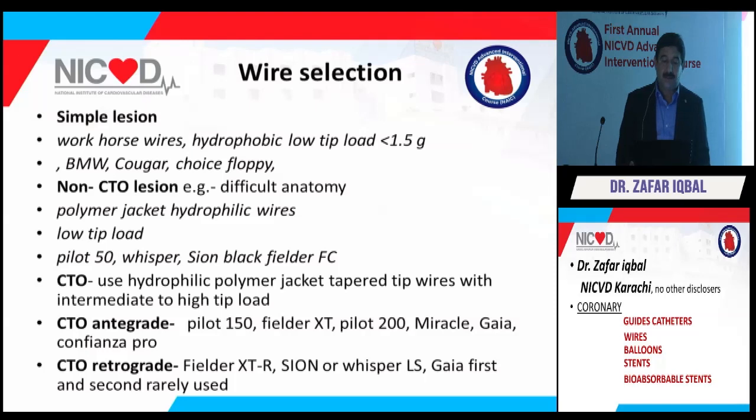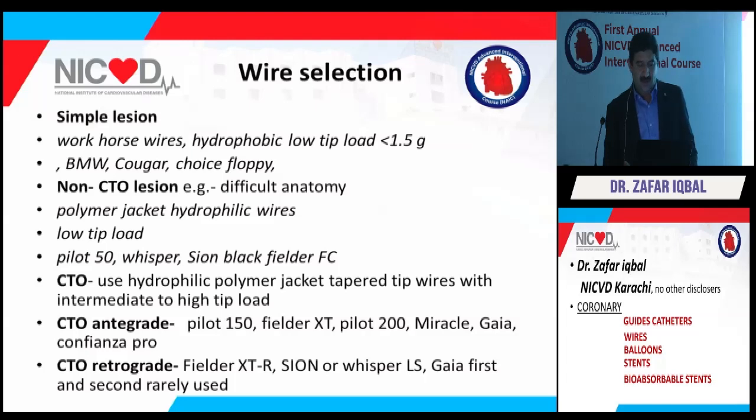Wire selection. For simple lesions, we use workhorse wires that have the property of being hydrophobic, with a low tip load of less than 1.5 gram. Examples we use in our common cath labs are BMW, Cougar, Choice Floppy. And for non-CTO lesions which are difficult anatomy, like tortuous anatomy or subtotal lesions or high-grade stenosis, we use polymer jacket hydrophilic wires, but with a low tip load, because the tip load is not required at that point. So the Pilot 50, Whisper, and Sion Black, Fielder FC can do that job.